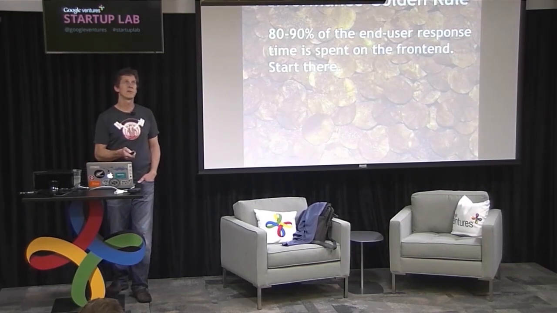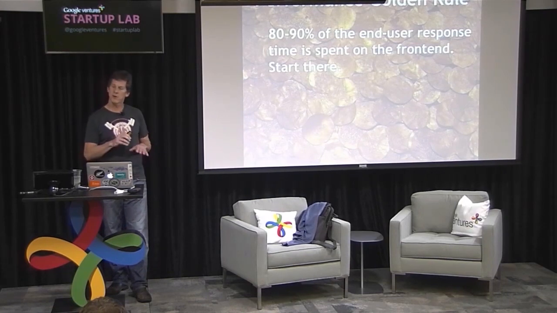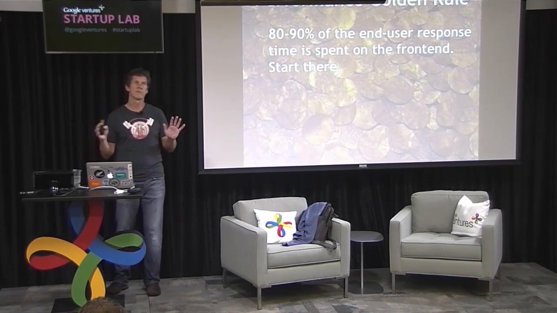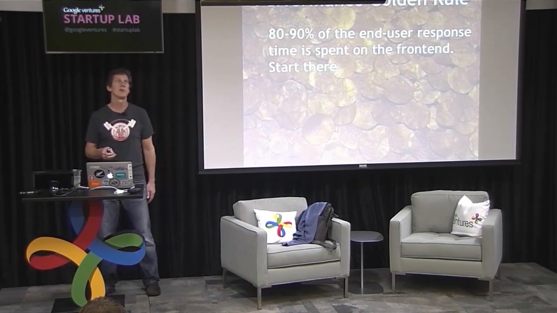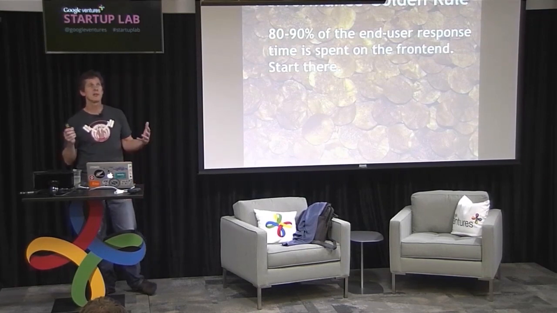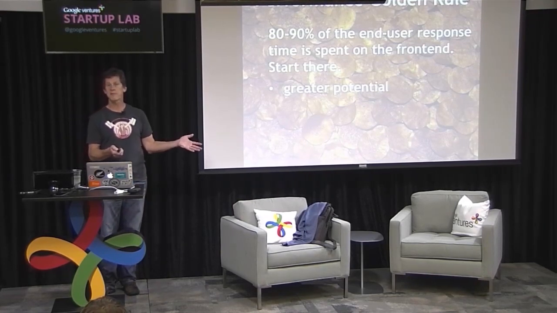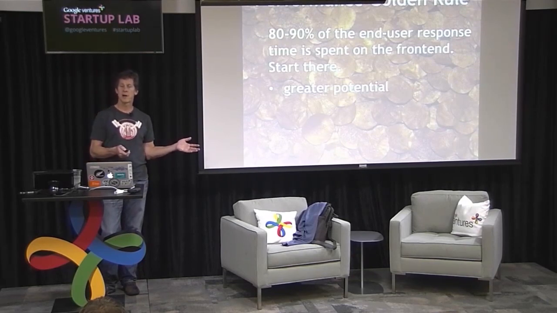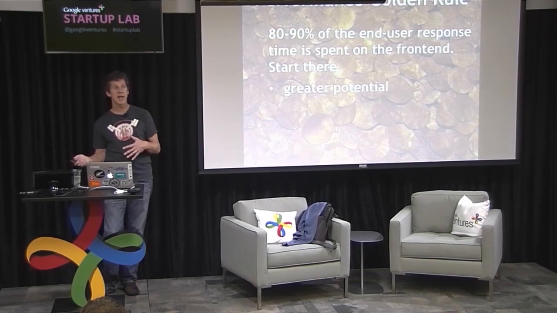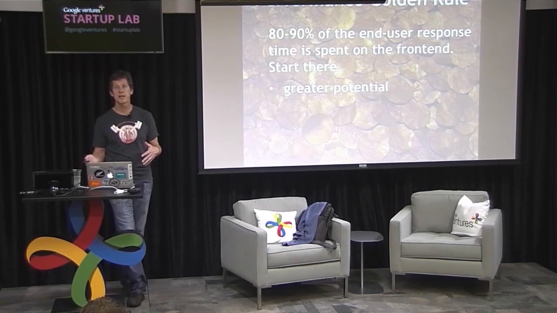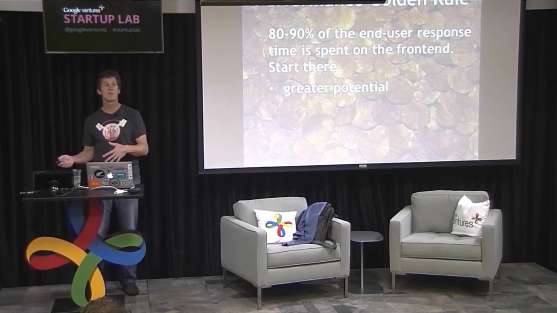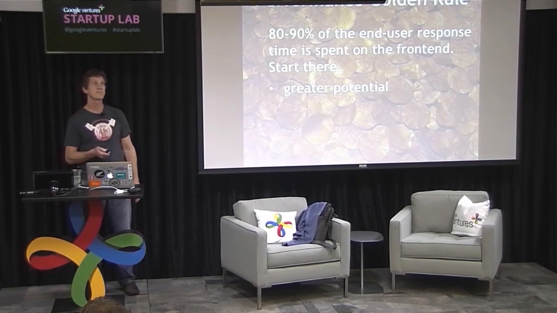I call it the performance golden rule. For almost all the websites I've ever looked at over the last 8 years, this holds true: 80 to 90% of the time the user is waiting is spent on the front end. If you want to make the website faster, you've got to start there. There's a greater a priori probability of making an impact. If you cut the back end time in half, you might only shave 5 or 10%. If you cut the front end time in half, you can shave 40 to 50%.